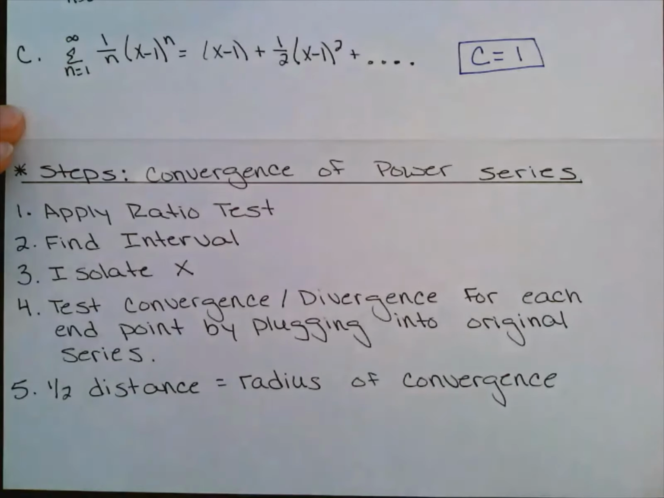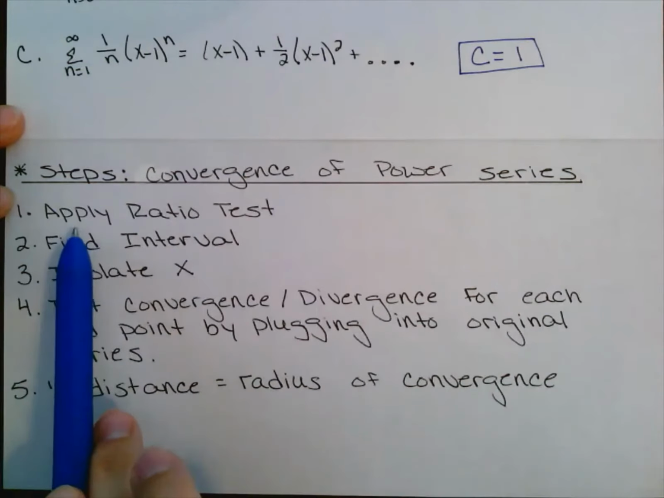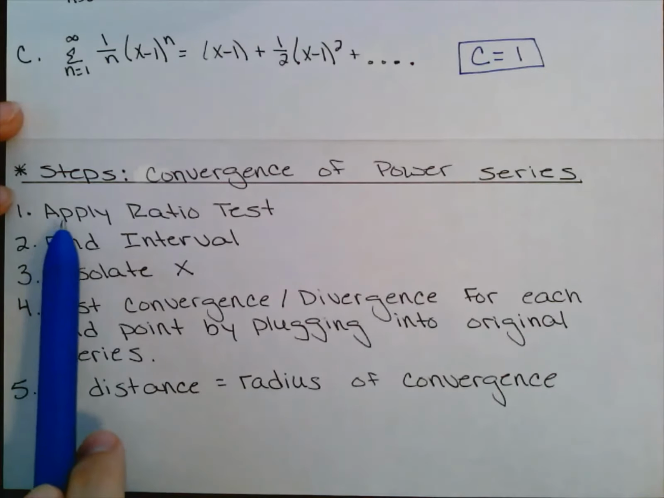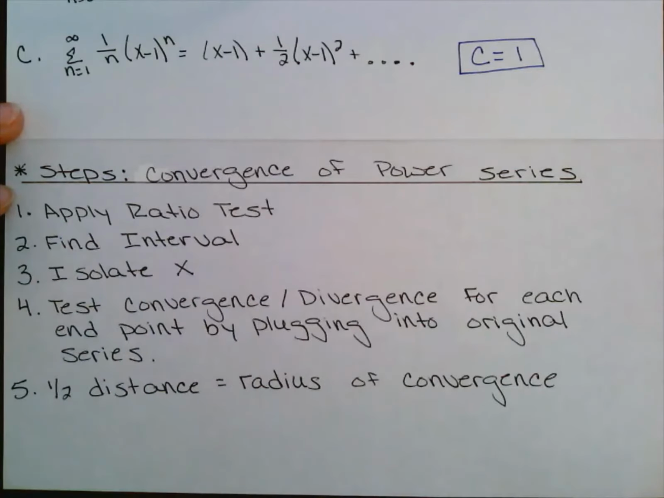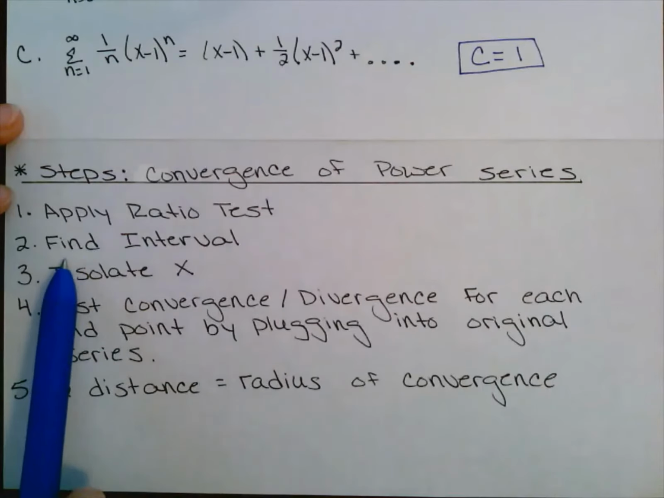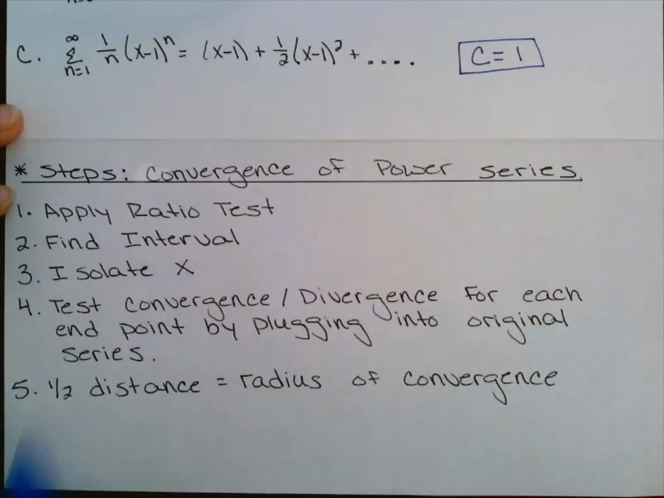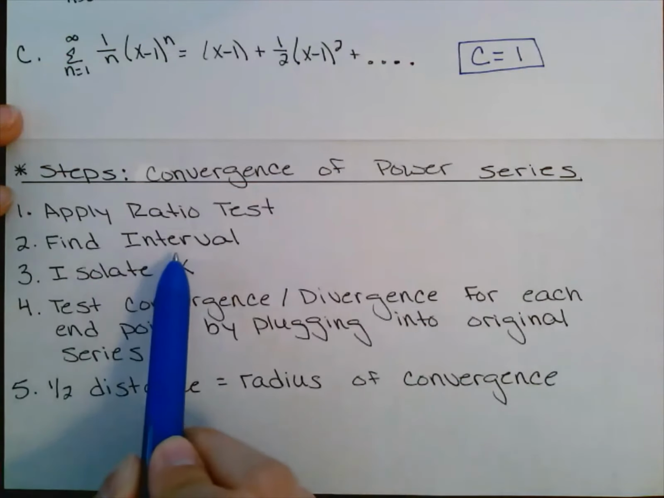All right, so when we see a power series, here are the steps we're going to take for the convergence. Step 1 is the moment we see those 2 variables in the series, we know it's a power series, and we're going to automatically apply the ratio test that you've already learned, okay? From that ratio test, we're going to be able to find an interval. Remember, we are stuck with a variable in there, so we're going to create that interval with that variable.